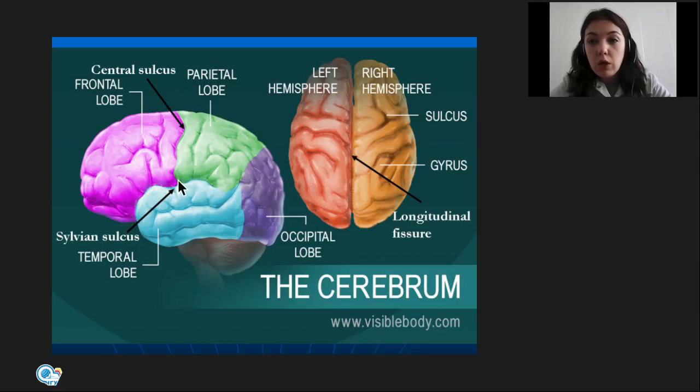Later we will say that actually there is an additional lobe, or 5th lobe, that is insula. We will see it later. So, the main sulci of the cerebral hemispheres allow us to distinguish the right and left cerebral hemispheres. First of all, here on the superolateral surface, we can see the central sulcus, sulcus centralis, that separates the frontal lobe from the parietal lobe.